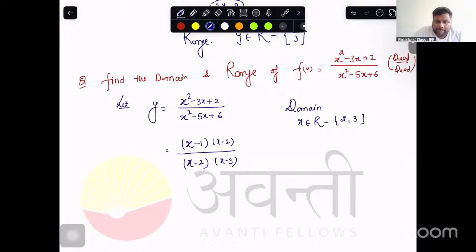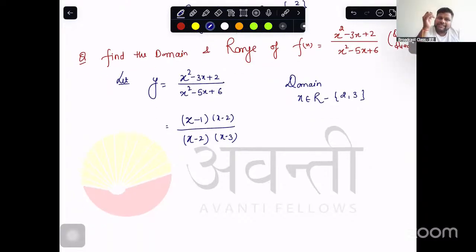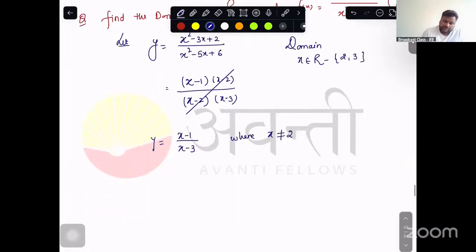Am I clear? Again. Now you have to realize, is there any common factor which is cancelling from both numerator and denominator? Then you see, yes, we can cancel x minus 2. So now your question became y equals x minus 1 upon x minus 3, where x is not equal to 2. Correct?